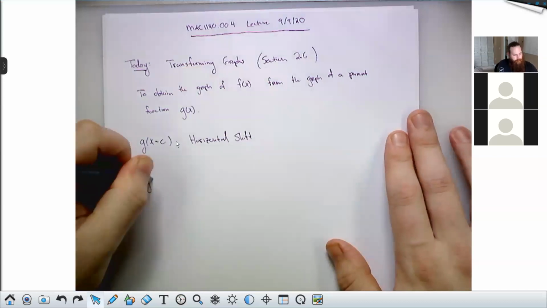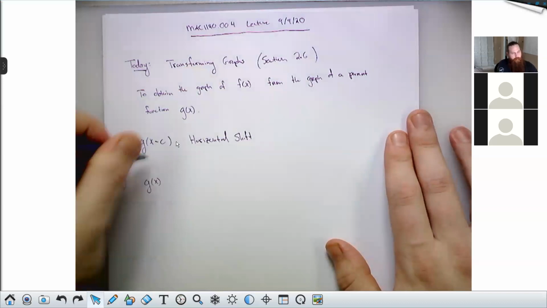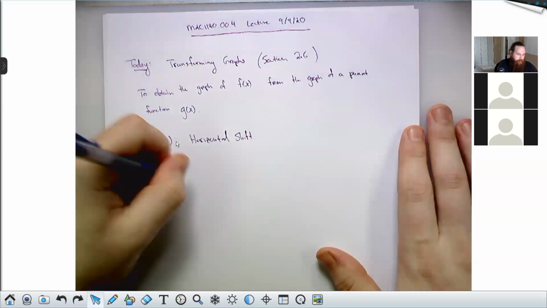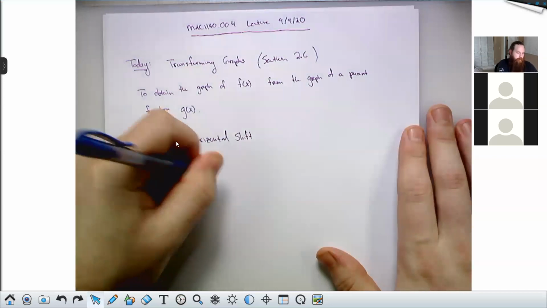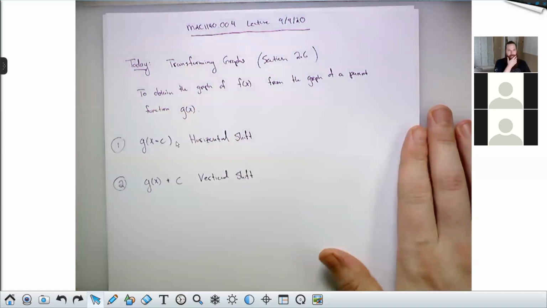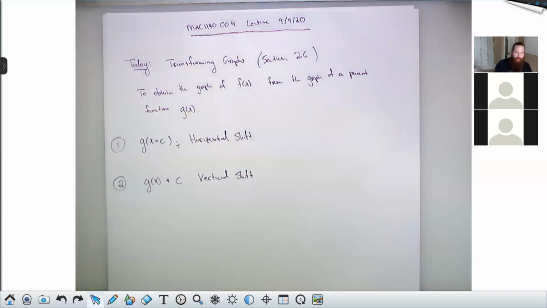There's also a vertical shift. If you want to graph x squared plus 5 or the square root of x minus 7, those will come as vertical shifts. I'll explain left, right, up, down. It's a little bit subtle and it's going to depend on which of the guys we're looking at.